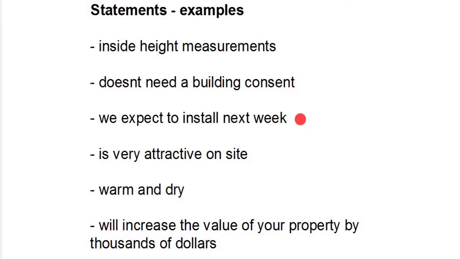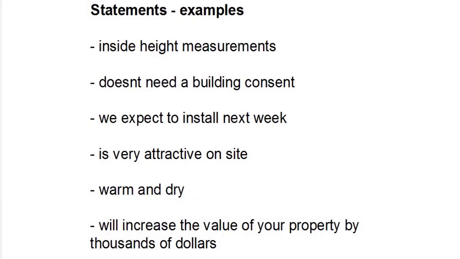We expect to install next week is a statement about the future. If we don't believe it, or have no reasonable grounds to believe we can do it, it's a misrepresentation. It's very attractive on site is simple opinion. That couldn't be proven right or wrong. Warm and dry is a statement of fact because that can be proven against reasonable standards.